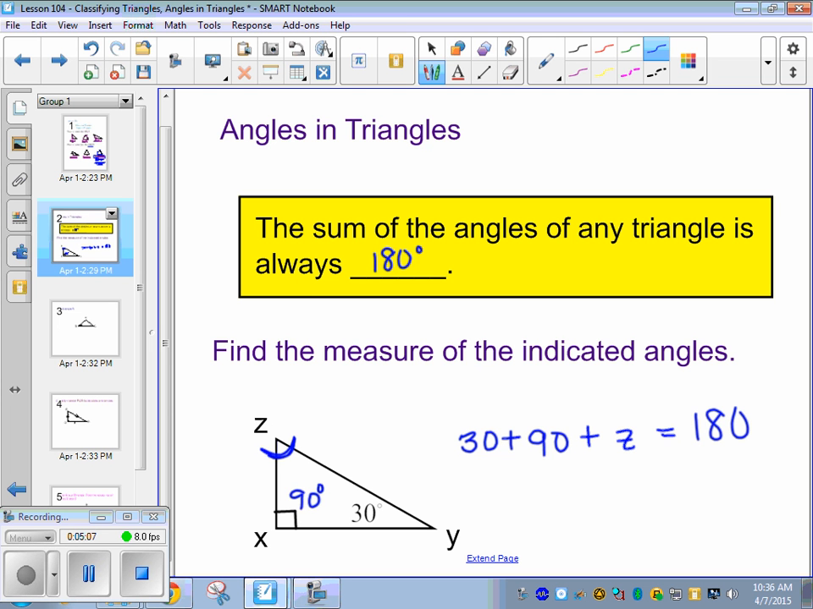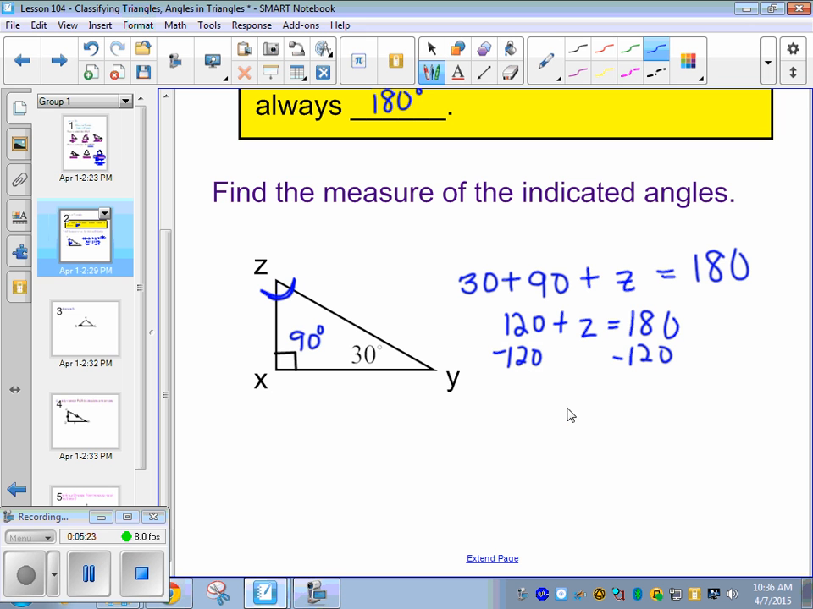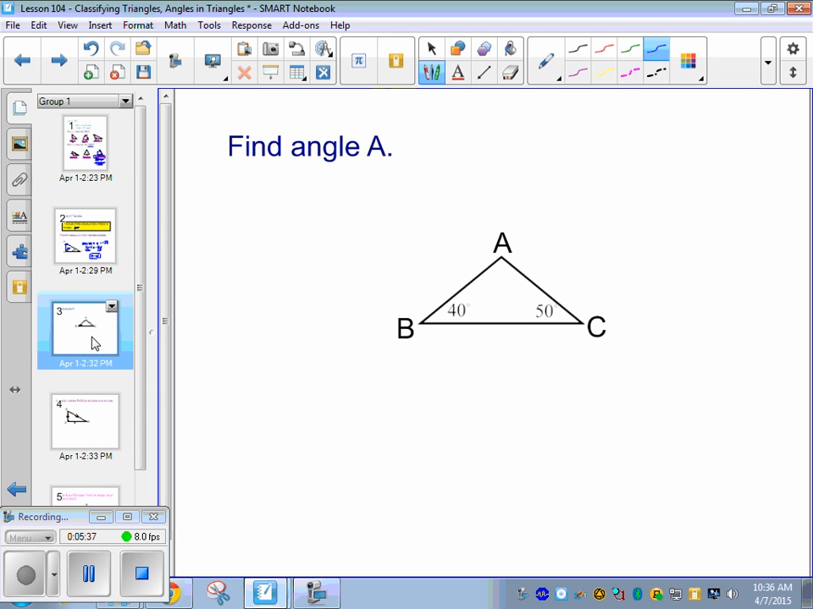So 30 plus 90 plus Z equals 180. So 30 and 90 is 120. And to solve, we subtract 120 from both sides. So the missing angle is 60, and be sure you have a degree symbol on your answer. Okay? So write an equation, the sum always adds to 180, and solve. So let's try another one. Find angle A.